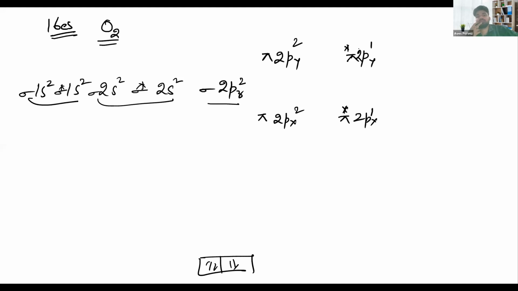Yes, sir. So if there are no unpaired electrons, if every orbital is fully filled, then it is diamagnetic in nature. And if it is going to have unpaired electrons, then it will be paramagnetic.